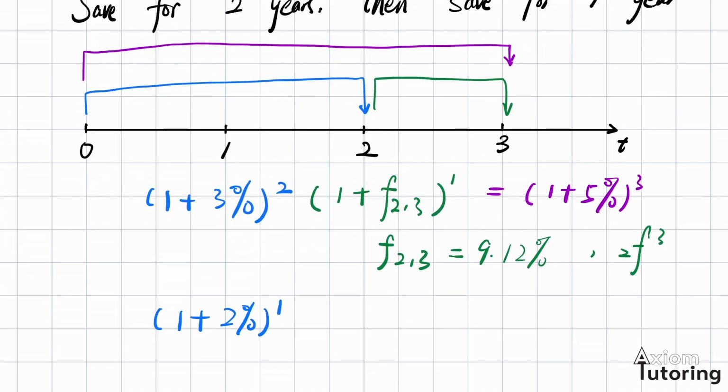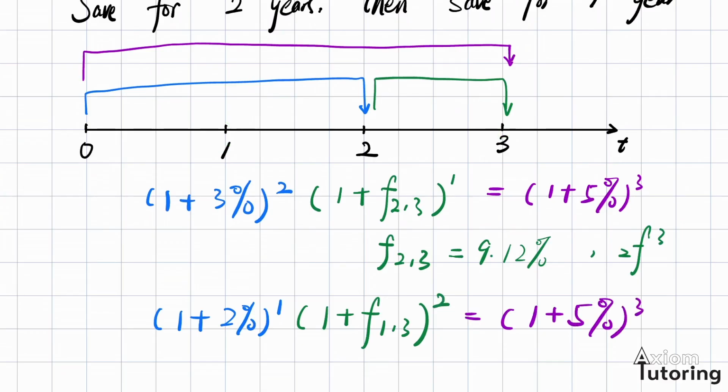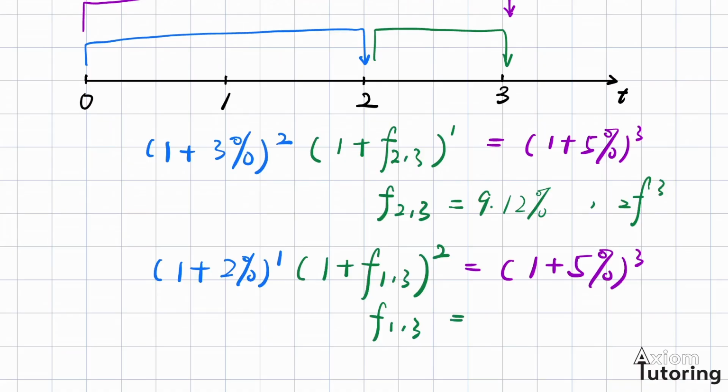So 1 plus 2% to the power of 1, and then we have the forward rate from year 1 to year 3. Since that's going to be 2 years here, right? From year 1 to year 3, I will always add the power of 2, and then it should give me the same result as just saving 3 years from the beginning to the end. And this will give us the forward rate from year 1 to year 3, or the F13 here, which is going to be 6.53%. So be careful to take the square root because of this, right?